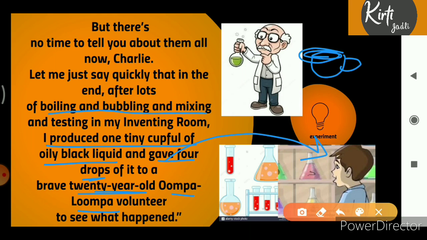So Oompa Loompa might be the name of this volunteer. So he says, I gave these 4 drops to this brave volunteer. Why is he calling him brave? He's calling him brave because this boy was ready to be tested by this medicine. He did not know what is going to happen to him if he drinks this medicine, but still he is willing to take the risk. So volunteer is basically someone who wishes to help. Nobody is forcing him to help, but he comes forward and helps in a noble cause.